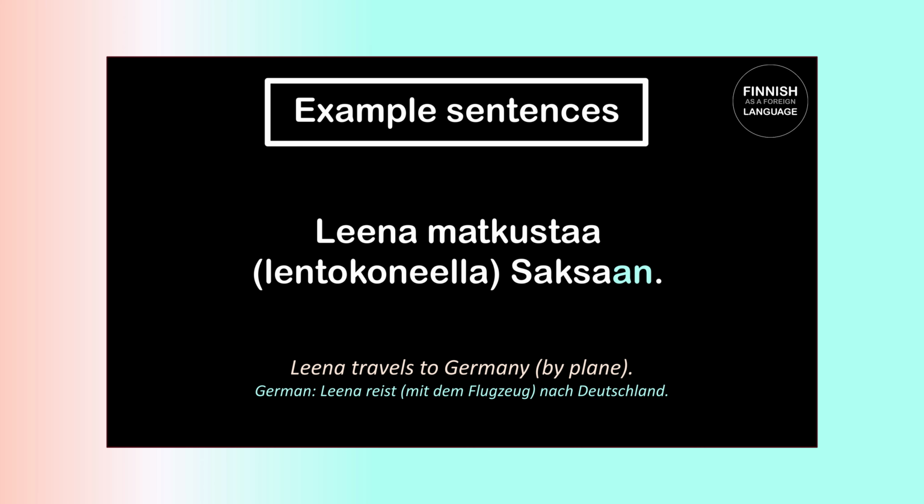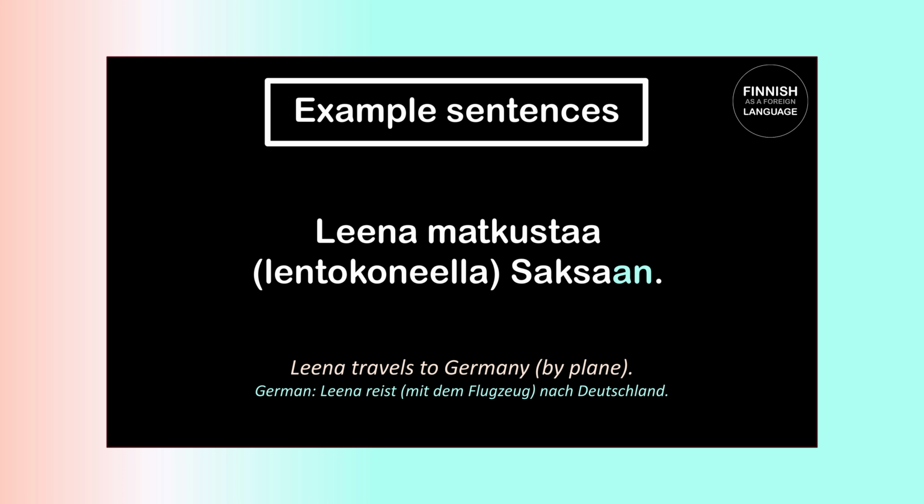Because in Finnish, when we want to say that we travel by something specific, for example by car, by a ship, or by an airplane, then we have to use the adjective case. However, this is a topic we will discuss in a separate video. So let's repeat again. Leena matkustaa Saksaan. Leena travels to Germany. Or Leena matkustaa lentokoneella Saksaan. In English, Leena travels to Germany by plane.